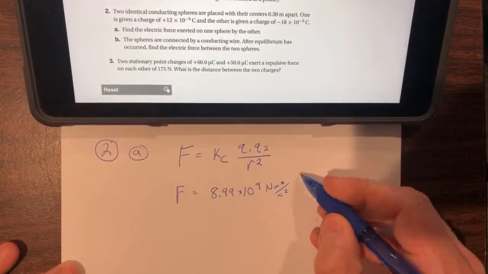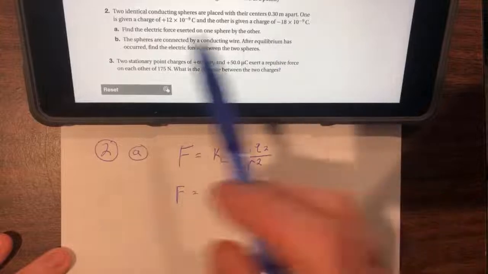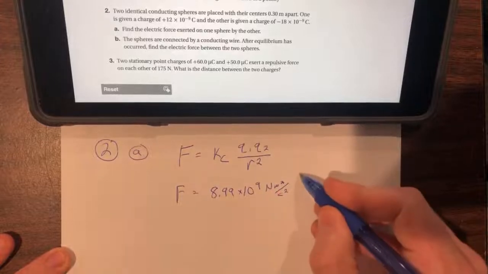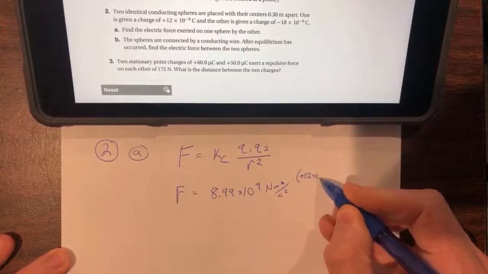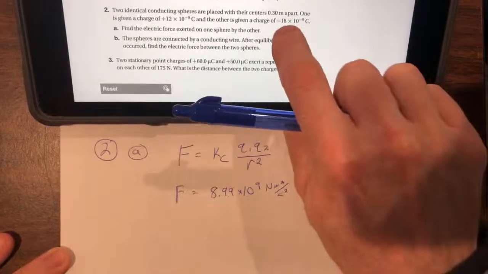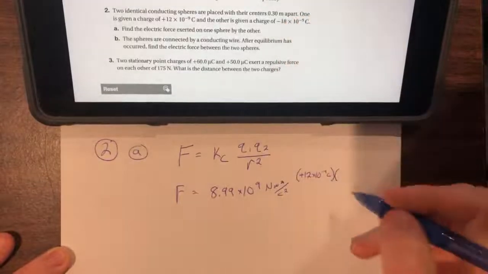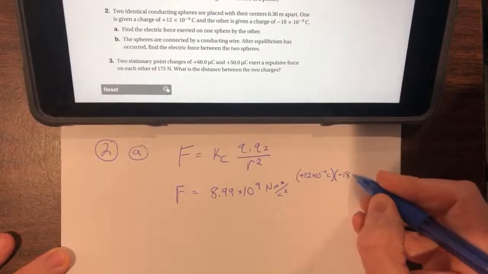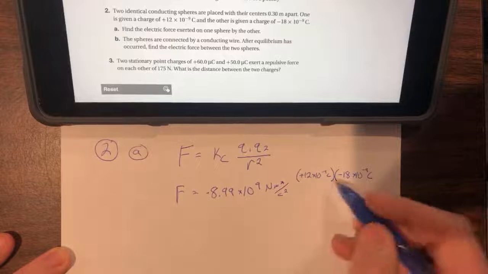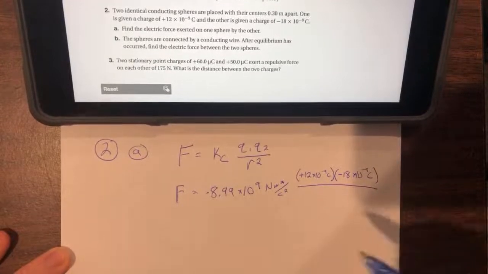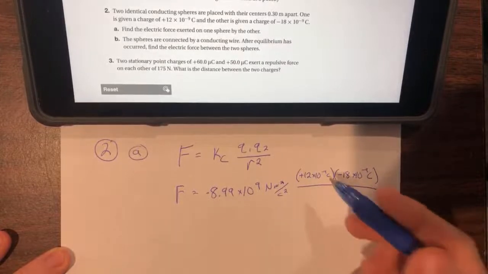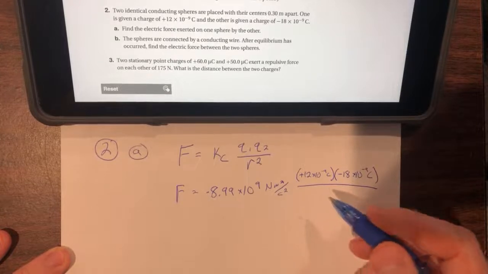So we have here Q1 in this case, and it doesn't really matter which one's which, so we're going to put positive 12 times 10 to the minus 9th coulombs, and this is a negative 18 times 10 to the minus 9th coulombs, and then we should have a negative out here to give us a positive value if it's attractive, although you can have it the opposite way. And we have a distance of 0.3 meters.